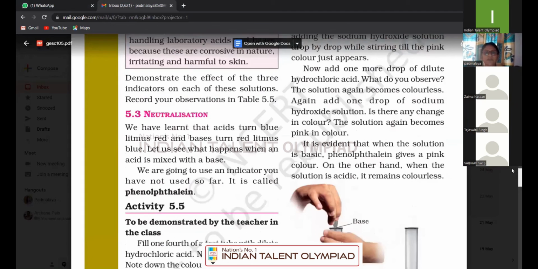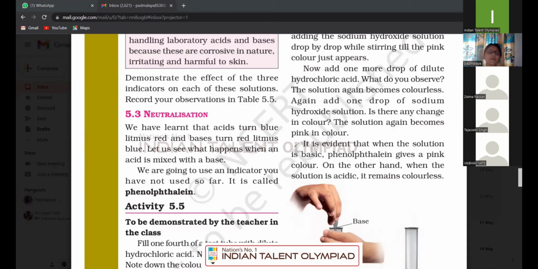Lastly, we have the neutralization reaction. Neutralization reactions generally take place whenever an acid and base react with one another. They will give you salt and water. The reaction where salt and water are formed is called a neutralization reaction. Is the part clear to you till here?